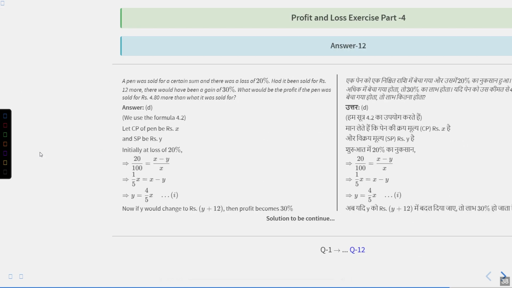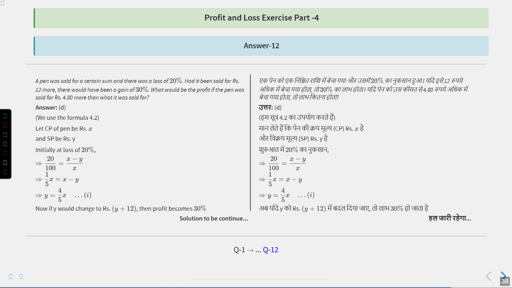Now time's up. Let's see the solution. We are going to use formula 4.2. Let the CP of the pen be X rupees and the SP of the pen be Y rupees. So initially at a loss of 20%, what will be the loss? 20% equals CP minus SP upon CP. Loss will always be calculated on CP. So CP minus SP upon CP equals 20%. When we calculated, we got a relation between SP and CP: SP equals 4 by 5 of CP, which is X. Now this is our equation 1.